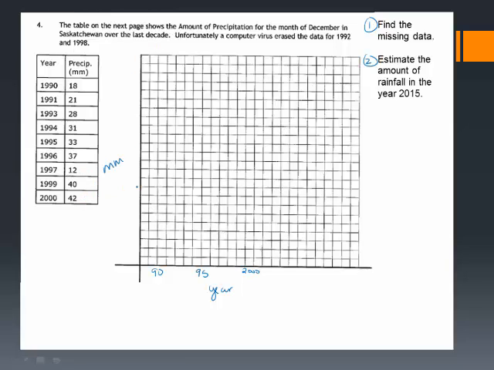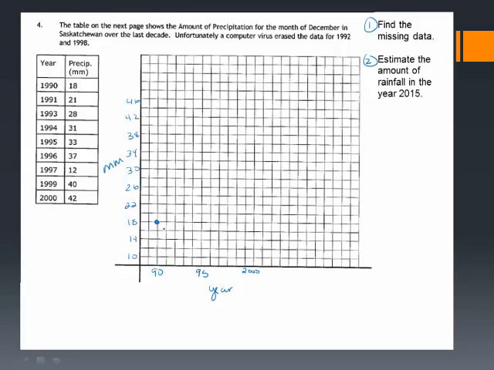I don't have enough lines here to make each of these 1, so I'm going to go up by 2s, and I'm going to start with 10, 10, 12, 14, 16, 18, 20, 22, 24, 26, 28, 30, 32, 34, 36, 38, 40, 42, 44, and then 46, just to give us a nice spread. In 1990, we had 18 millimeters of rain, so that's our first data point.